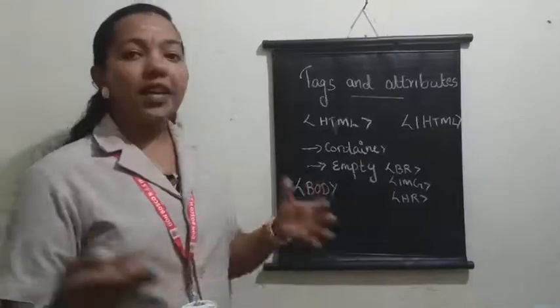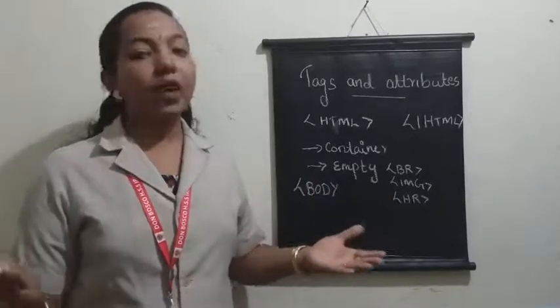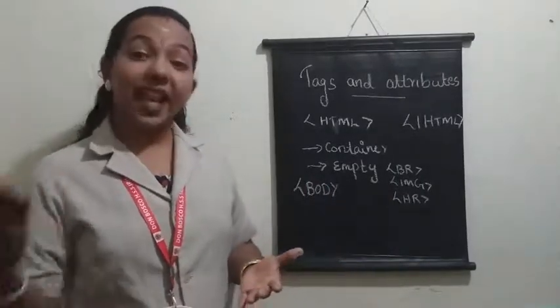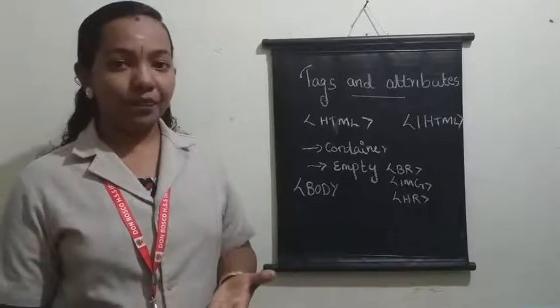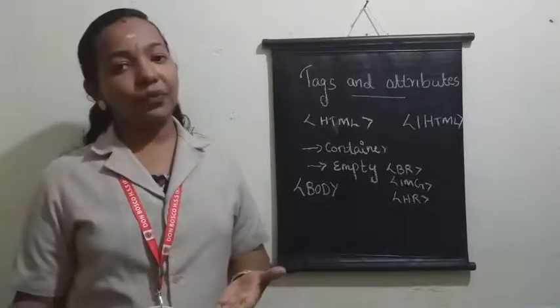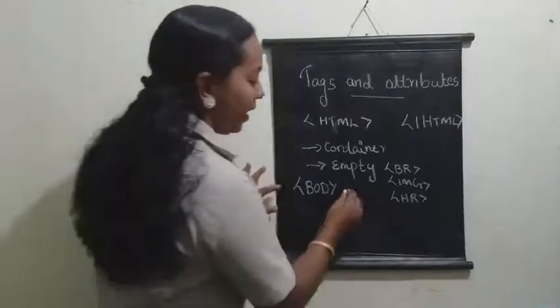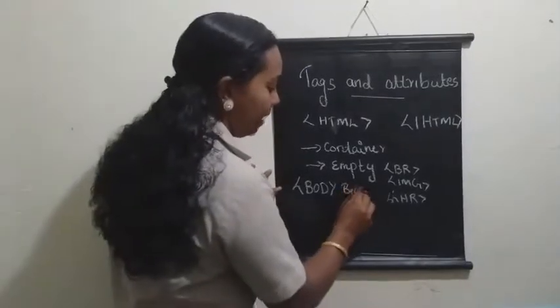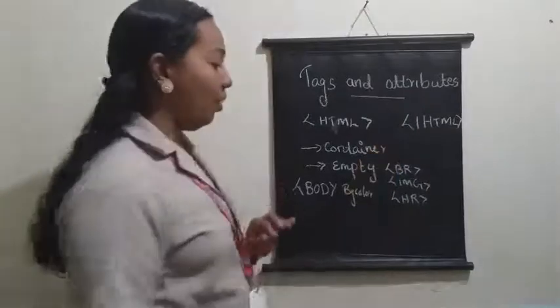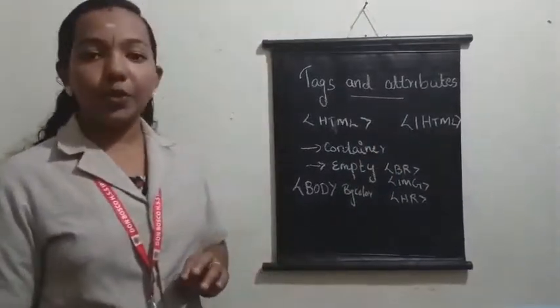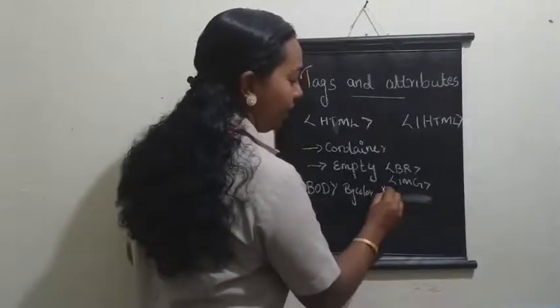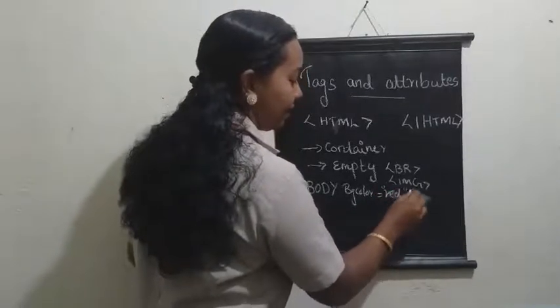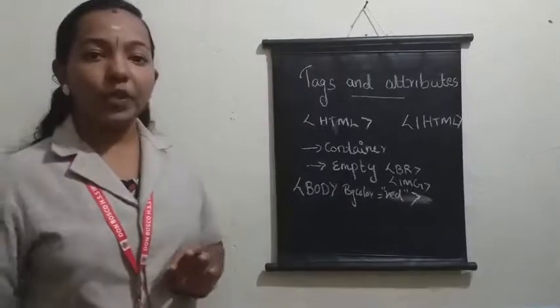Then if we write body, what will come? Only white color will come. Suppose you want to change the default color, then you want to use some attributes to give attractive features to the web page. So here I can write BG color. Body BG color equal to red. We can write it like this.